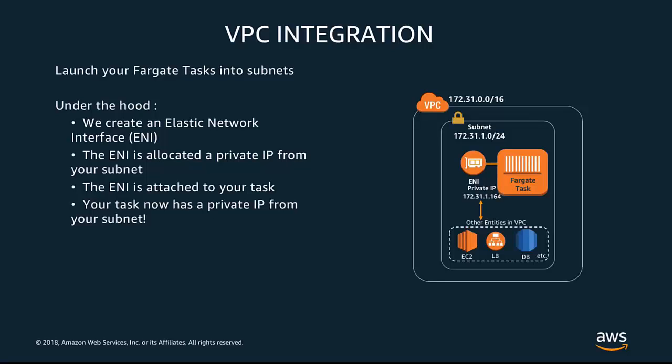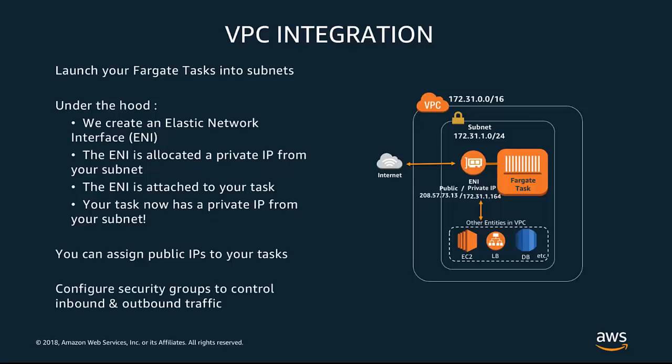So with this task ENI, your running task is directly accessible from within your VPC and directly addressable from within your VPC. You can also assign a public IP address if your workload requires it. So because of the task ENI, you can configure security groups to control inbound and outbound traffic.